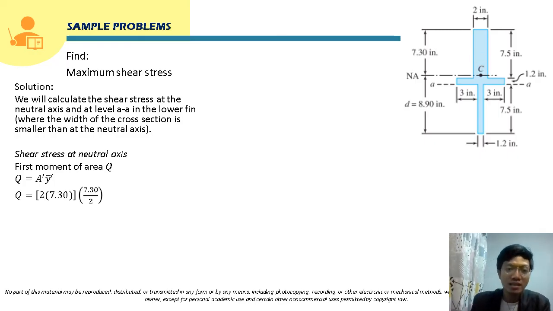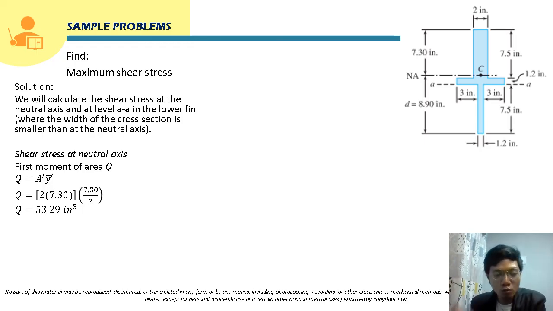Okay, so solve natin. So, again, yung A prime natin, that will just be 2 times 7.30. No? And then, yung Y bar prime natin ay 7.30 over 2. Okay, so solving for Q, that is 53.29 inches cube. Okay, so we can now solve, class, the stress in the neutral axis. So that will be VQ over IT.